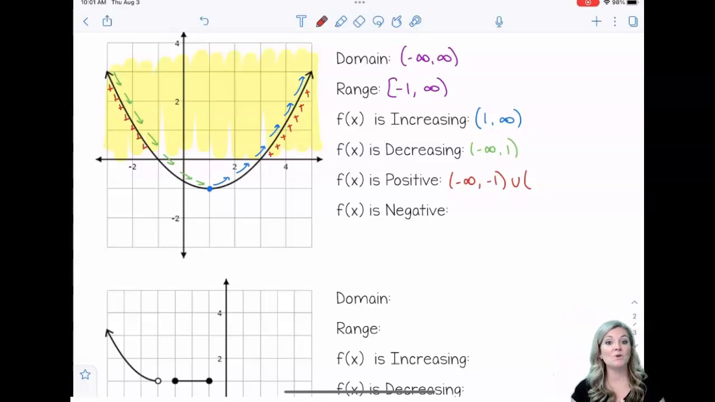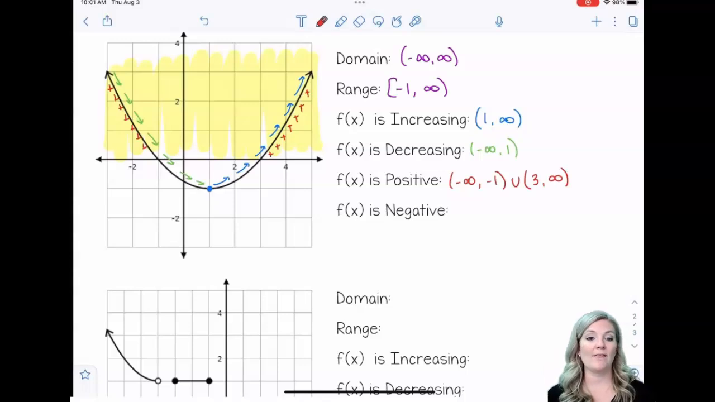Now because there's two of them, remember we're going to use that mathematical "and," and it is going from 3 to infinity. Now they're at -1 and 3. Those are outputs of zeros, which are not included, which is why they get parentheses and not brackets.